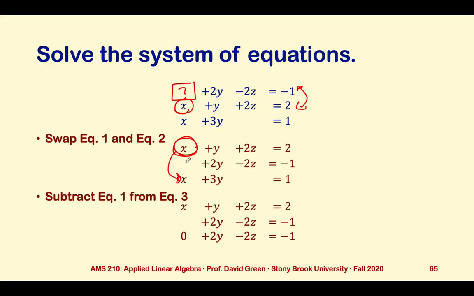Anytime we do a swap, at least one row will already have been eliminated. That's the whole reason we had to do a swap. So in this case, the only thing we need to do is to subtract the first equation from the third to get rid of this entry. x minus x gives us 0. 3y minus y gives us 2y. Remember, there's an implicit 0 here. 0 minus 2z is negative 2z. 1 minus 2 is negative 1.